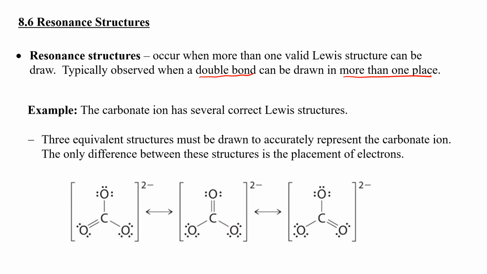Now, resonance occurs because pi electrons, meaning electrons in a double bond, can be delocalized or spread out over multiple atoms to lower the energy of the molecule. So we'll take a look at a few other examples. But let me show you the carbonate ion first. All right, this has several correct Lewis structures. Now, you would have gotten to a point drawing your Lewis structure for carbonate where you were here.